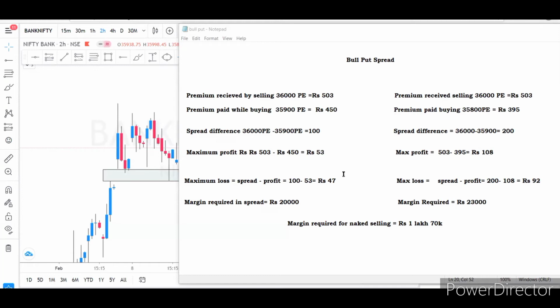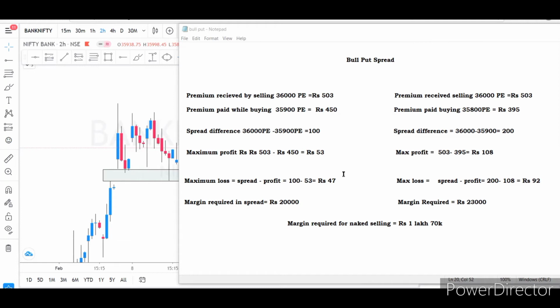Even some of the friends commented that it is not possible to sell options using just 17,000 or 20,000. So it is very easy to calculate. Let us take the example of bull put spread today. If you understand bull put spread, you can understand the risk, reward or margin requirement in any other option spreads like bull call spread, bear put spread.